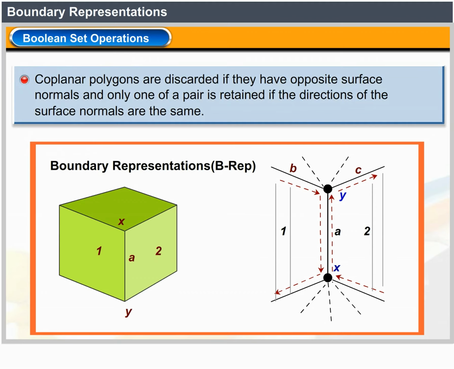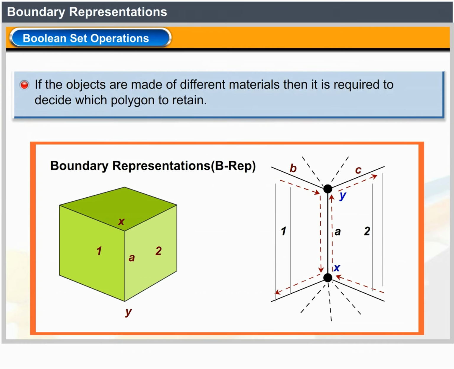Coplanar polygons are discarded if they have opposite surface normals, and only one of a pair is retained if the directions of the surface normals are the same. Deciding which polygon to retain is important if the objects are made of different materials.